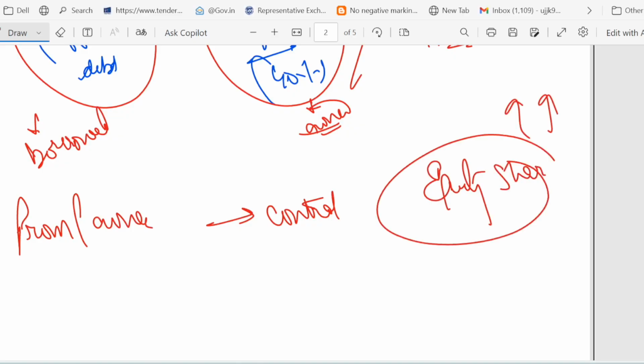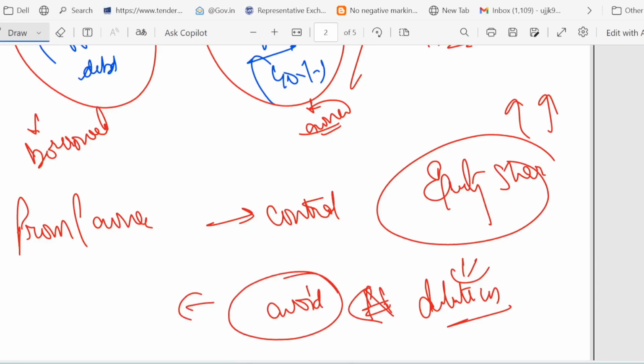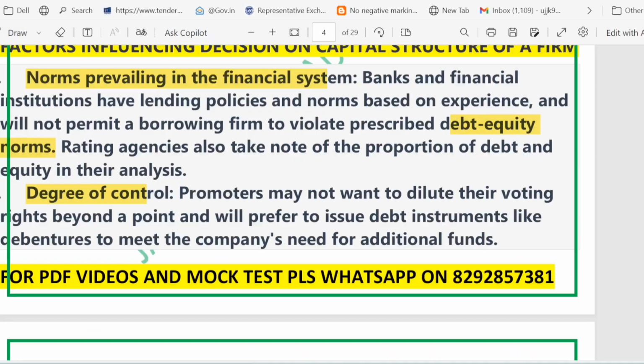This will cause the dilution of control. So they don't want it. How do they avoid it? They prefer debt instruments like debentures, because by issuing more and more equity shares, their control will get lost. Debt doesn't reduce their control. I hope it answered the question of what is the meaning of degree of control.